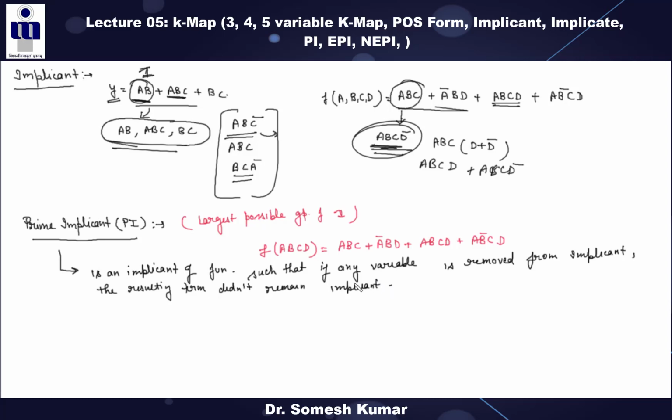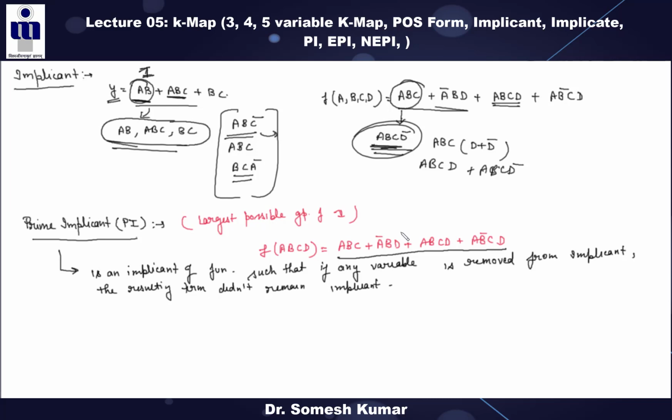What is the meaning of this statement? A prime implicant is an implicant of a function such that if any variable is removed from the implicant, then the resulting term does not remain an implicant, right? For example, there are four implicants here.